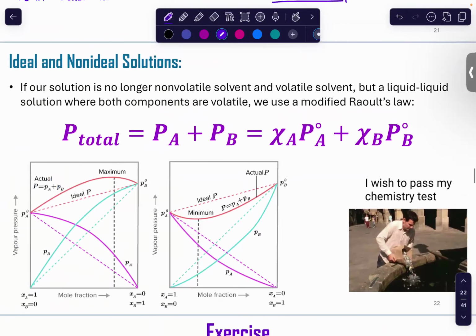Okay, so ideal and non-ideal solutions. The total vapor pressure of a solution is going to be the partial pressure of each individual component of that gas. So you can just sum together Raoult's law for all of these vapor pressures and get the total pressure of the solution. Now, you see you have two graphs here. An ideal solution follows the straight lines, which Raoult's law will actually calculate.